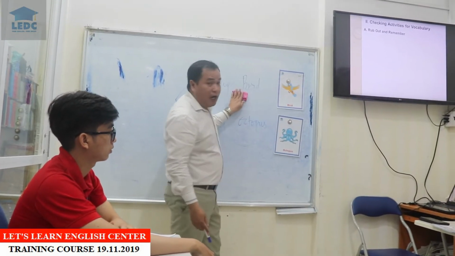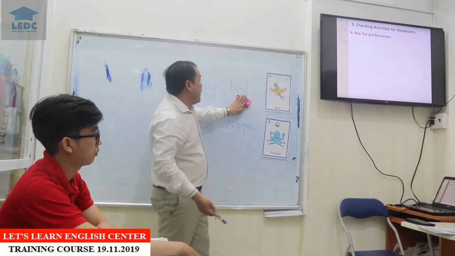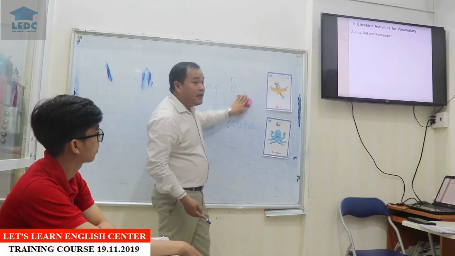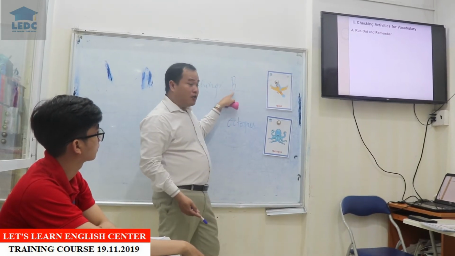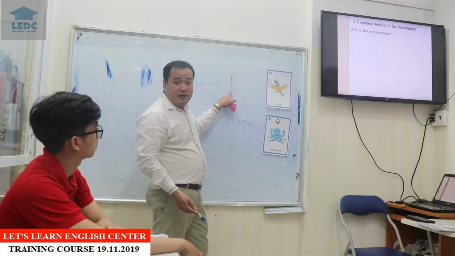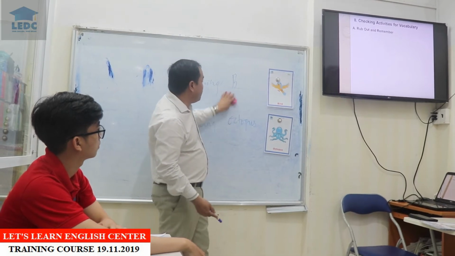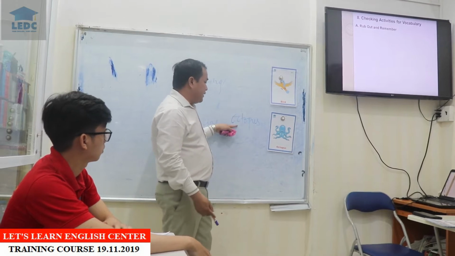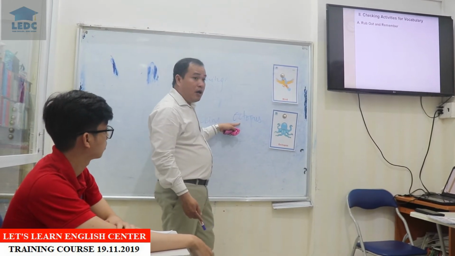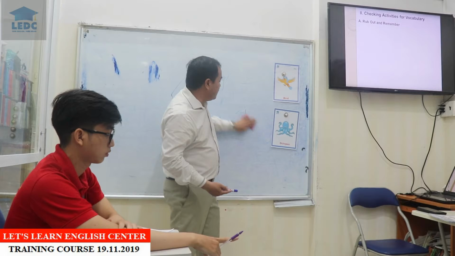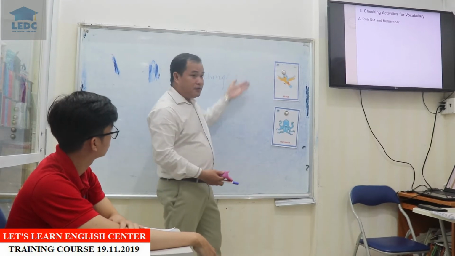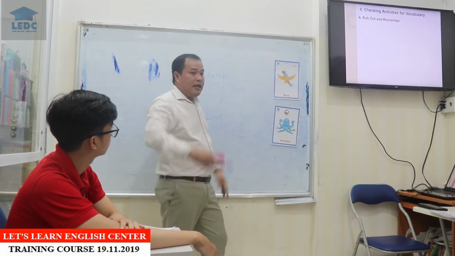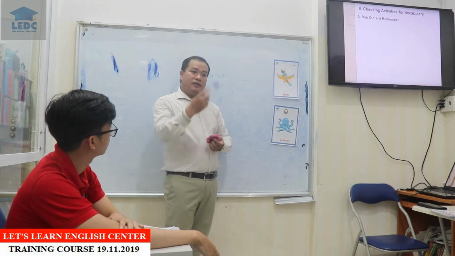What is it? Bird. Everybody say bird, and you can erase it. If they are young, you put the first letter, like that. If they are good, you erase all of them. And that is it. This one, octopus. They say octopus, and you erase it, and you ask them to repeat.